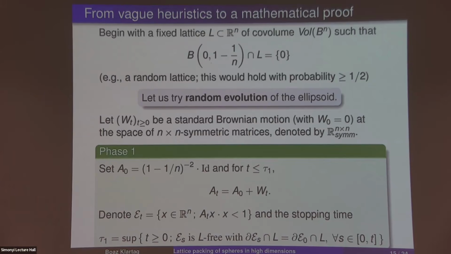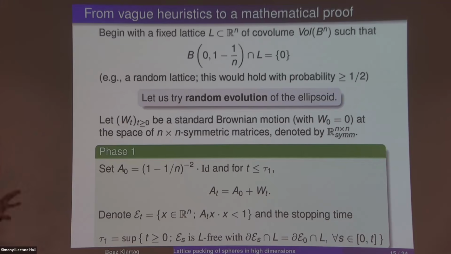So we have a fixed lattice L of covolume equal to the volume of the unit ball. If you take a random lattice, then with good probability it is disjoint from the unit ball. Actually, not the unit ball but something slightly smaller, to have a big probability, but this is roughly the unit ball. The dimension is large. So we have a random lattice of volume 1, which is roughly disjoint from the unit ball.